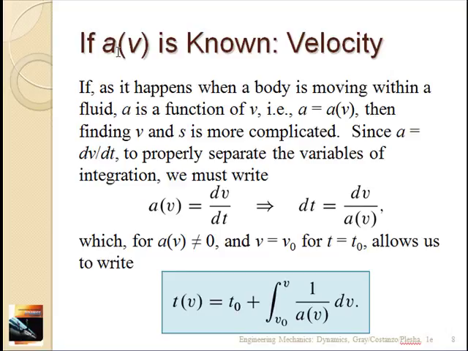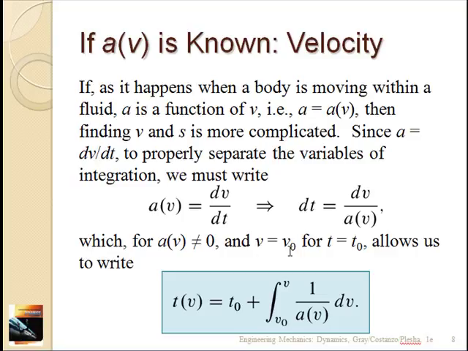So for example, suppose we're given the acceleration, but it's only in terms of the velocity. How do we get the velocity? Well, if we know a is a of v and a is dv dt, then we write a equals dv dt. So dt is dv over a of v, right? We've separated variables again. Everything over here is a function of velocity. Everything over here is time. We can now integrate both sides.